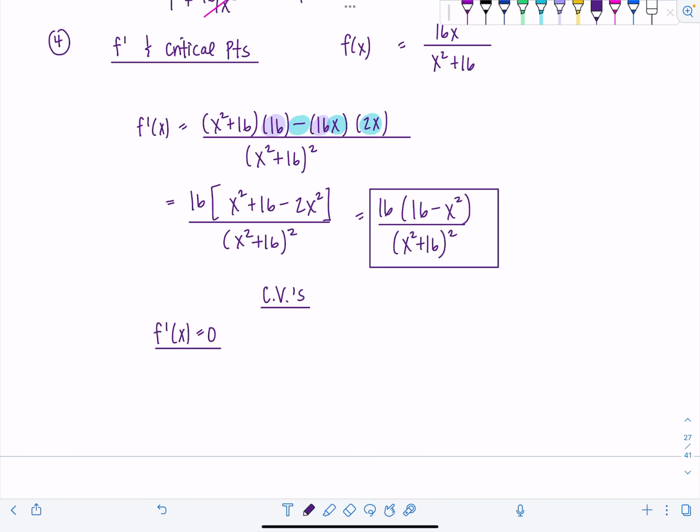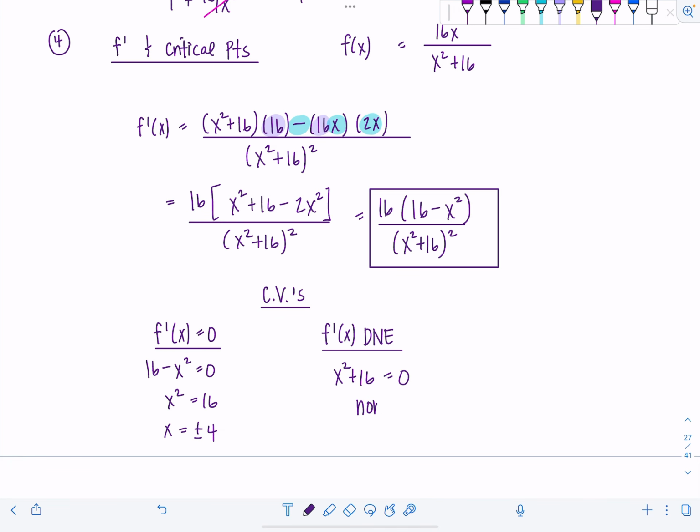I don't need to just use that 16. Just when 16 minus x squared is 0, that means x squared is 16. So x equals plus or minus 4. And also where f prime of x does not exist, that happens when the denominator is 0. But remember, x squared plus 16 can never equal 0. So that's not happening.